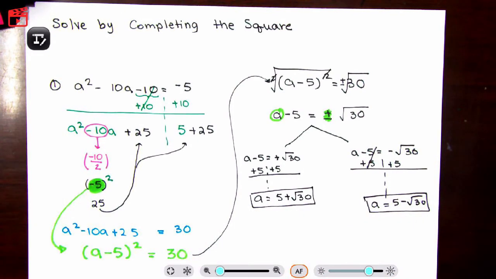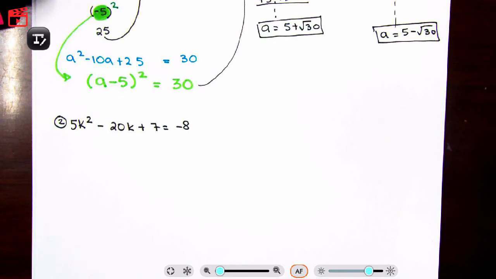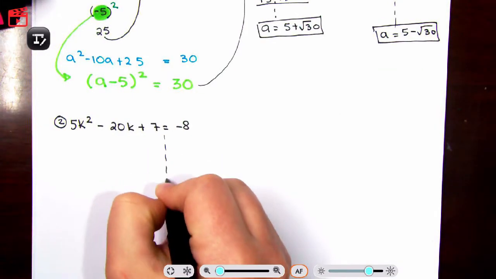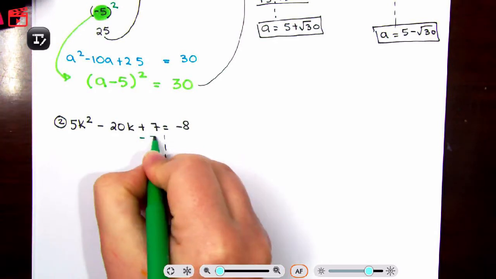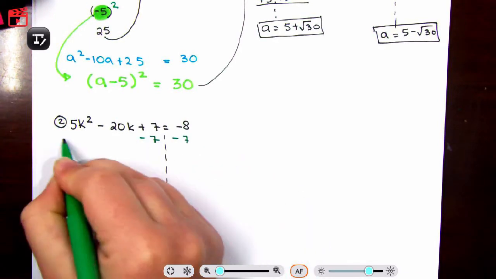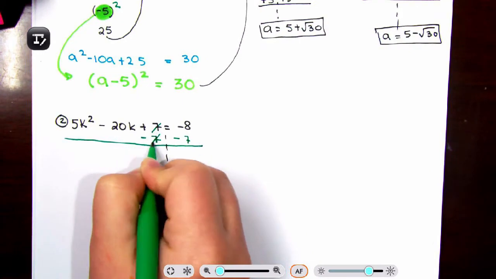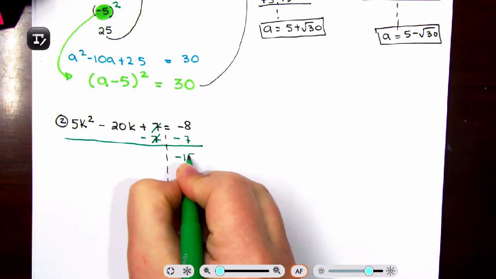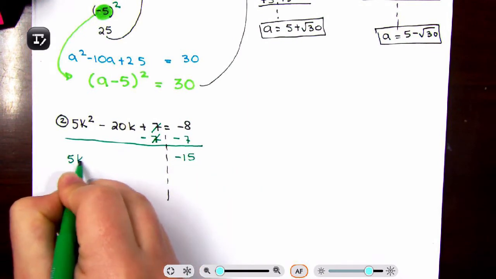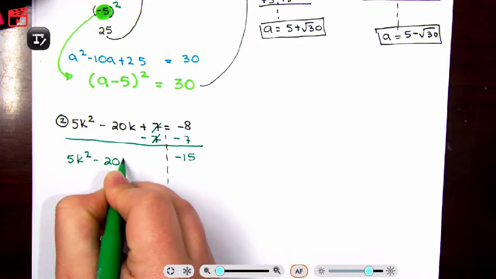Let's do that one more time. Again, step number 1, move the constant over, anything without a variable in it. So I'm going to subtract 7 from both sides. So negative 8 plus a negative 7 gives me a negative 15 here. I'm left over with 5k squared minus 20k on this side.